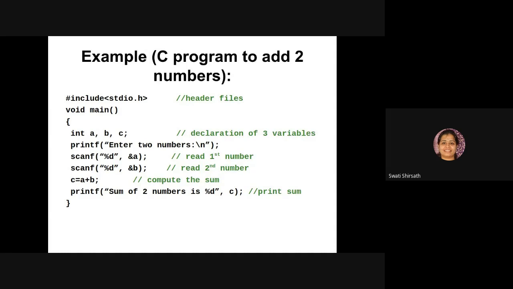Ma'am, why is that percentage d written? Percentage d is an access specifier. It indicates that whatever variable you are mentioning in that statement is of type integer. For float we use %f, and for character we use %c.